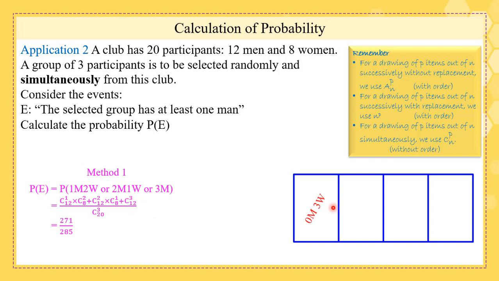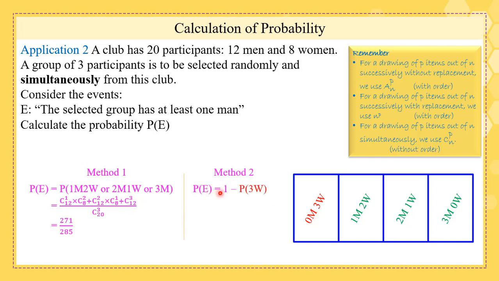In fact, I'm going to put all the possibilities in this rectangle. If I want to choose three persons, we could have 0 men, 3 women, or 1 man, 2 women, or 2 men, 1 woman, or 3 men and 0 women. If I want at least 1 man, it means I want the green area, which is going to be the whole minus the red area.